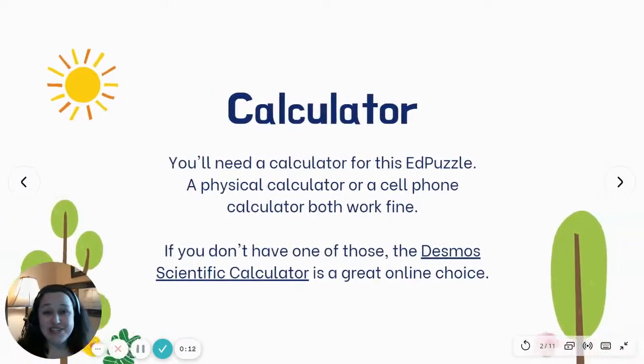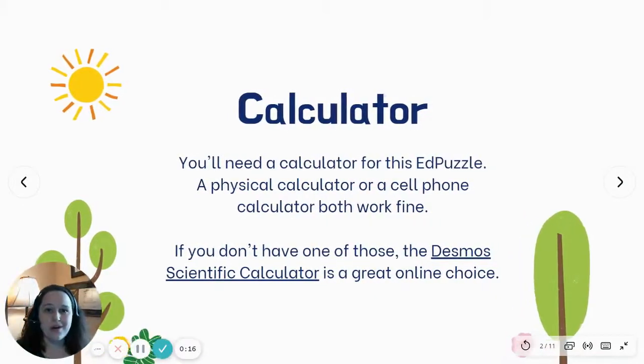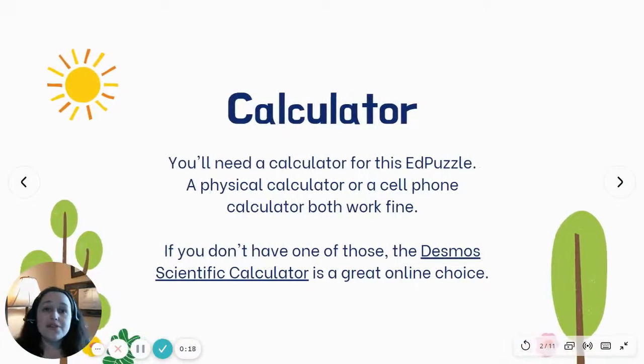For today's lesson, you'll need a calculator. You can use a physical calculator, you can use a cell phone or another tablet. You can also use an online calculator. Pretty much anyone will do. My recommendation is the Desmos Scientific Calculator, which is linked here.